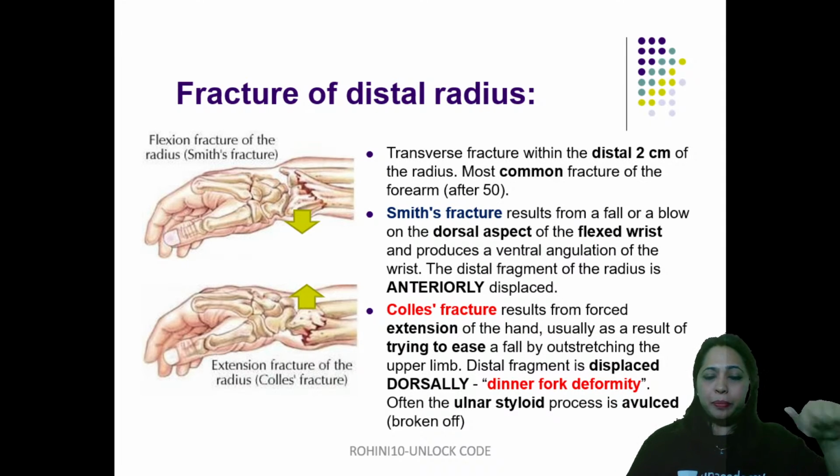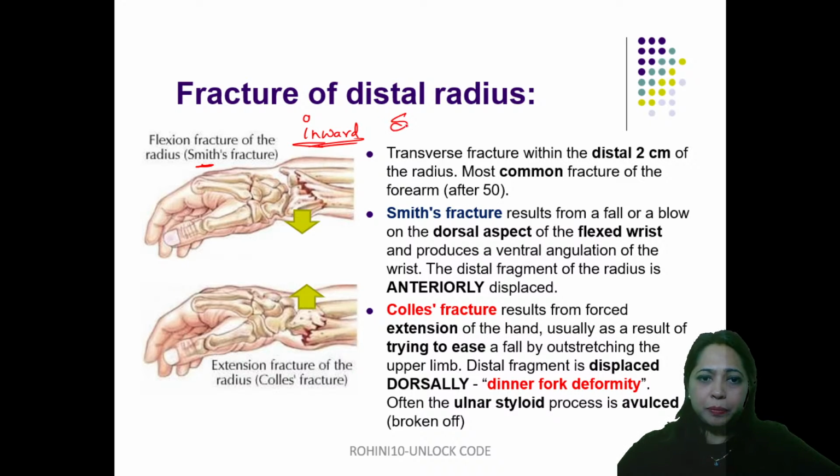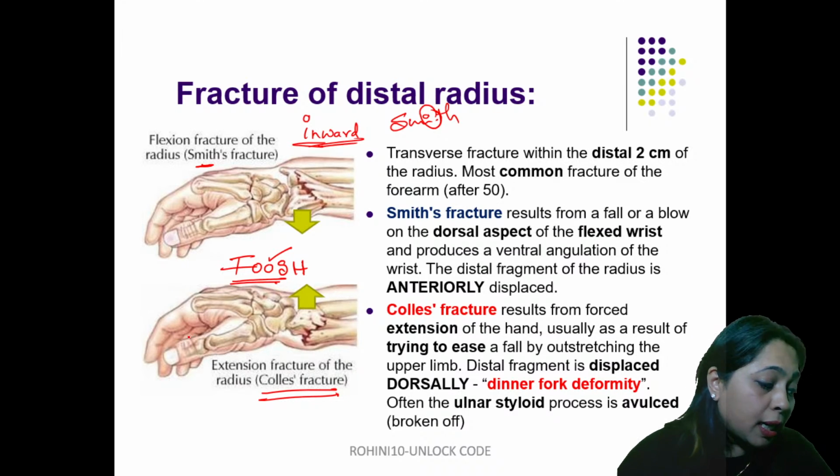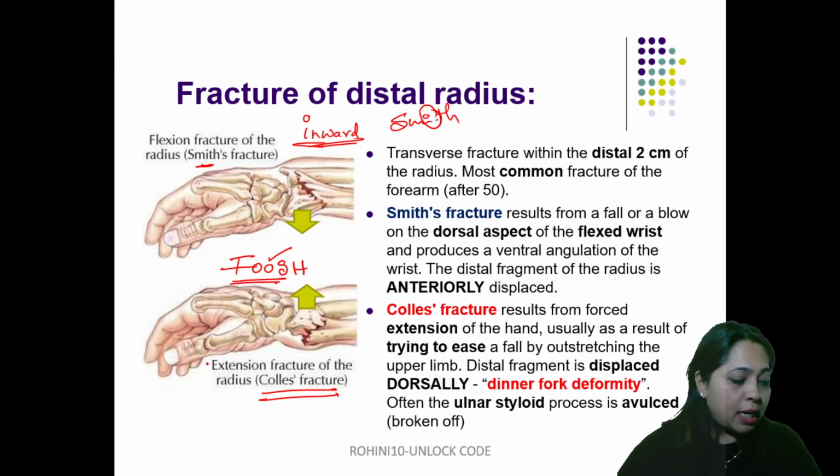You know that inward fall is Smith fracture. Remember the I. Inward fracture is Smith. I would just circle this I. Then outward, that is called Colles. Fall on the outstretched hand, that is Colles, is O. So it is Colles fracture. Remember the difference, which one is dinner fork deformity. Just try to recall the dinner fork deformity. Dinner fork deformity is Colles fracture. Okay, dinner fork.